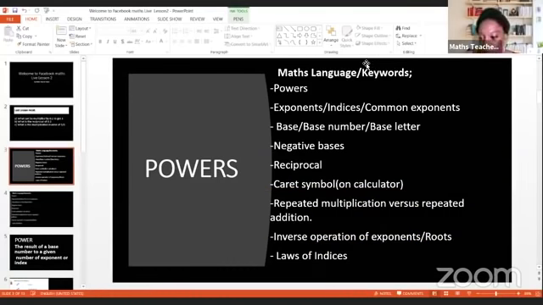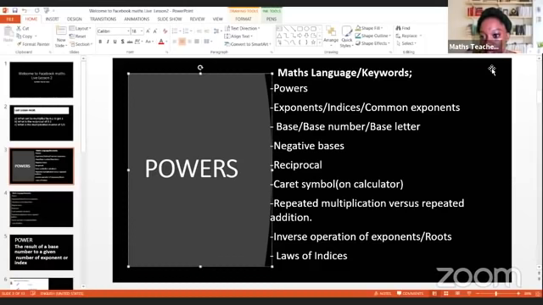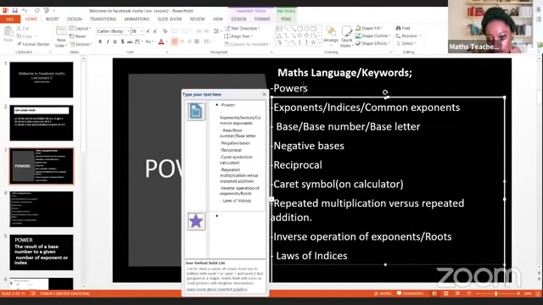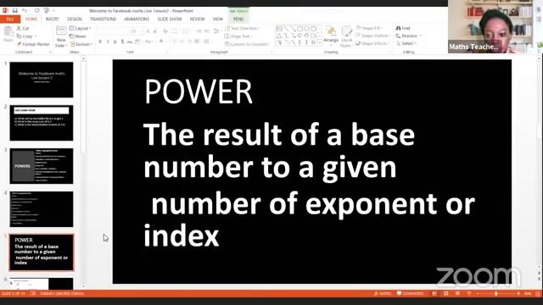Okay, so today we're going to be talking about powers, and we're going to be using the maths language or keywords: powers, exponents or indices, common exponents. Let's move this out of the way. So what is a power? I have written a mini definition here so that we won't get confused. The result of a base number to a given number of exponents or index, what does that really mean?